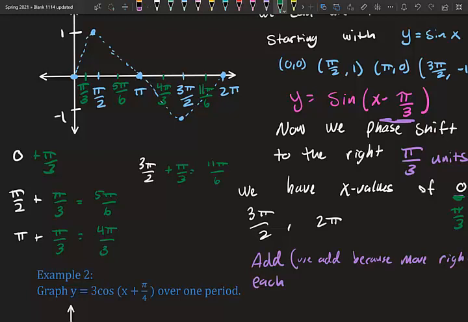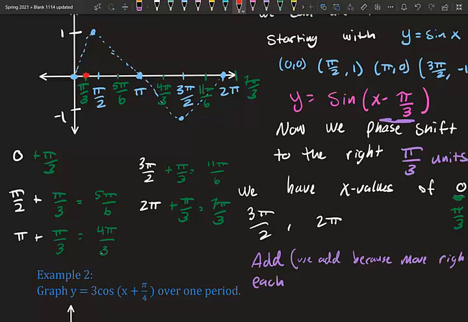Then last one, we're going to take 2 pi and add it to pi over 3. And we get 7 pi over 3. Our amplitude didn't change, so our amplitude is going to stay the same and the pattern's going to stay the same. It's just shifting it. So our new points, they're still going to start at 0, so we're just shifting each point pi over 3 units to the right. So we shift this one pi over 3 units to the right.